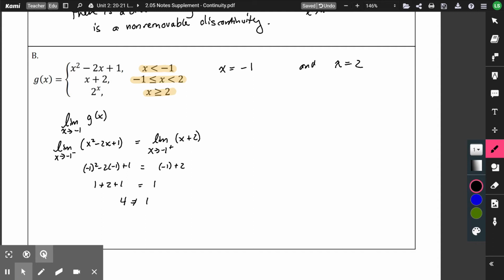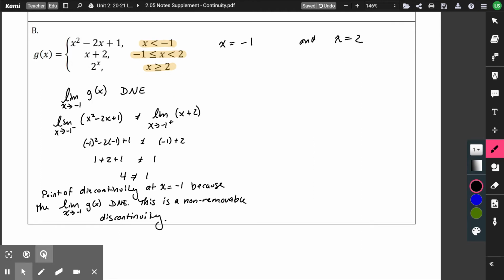So as we can see, the limit on the left was approaching 4, and the limit on the right approached 1. So that means that this limit does not exist. So we're going to conclude that there is a point of discontinuity at x equals -1 because the limit doesn't exist. And this would be classified as a non-removable discontinuity.